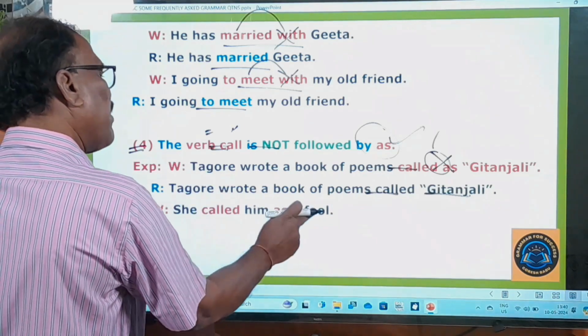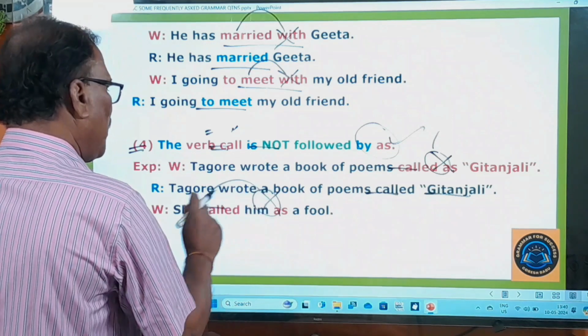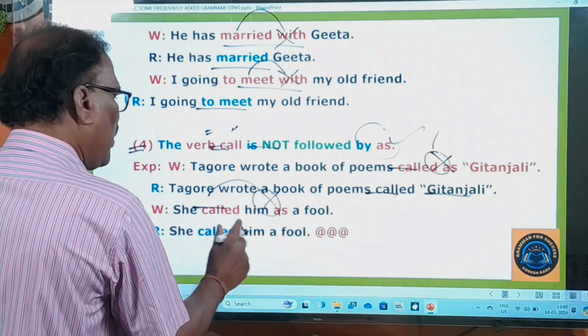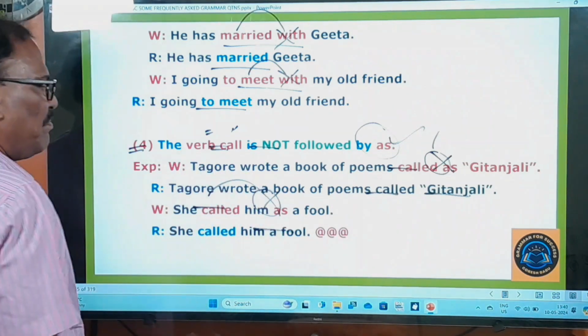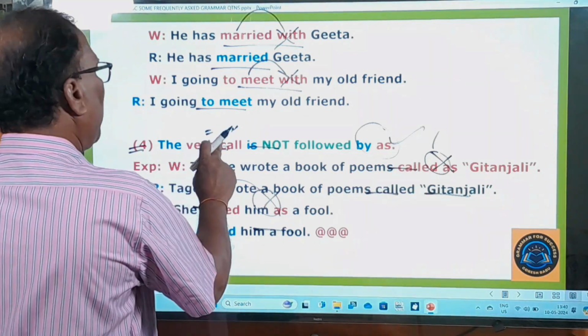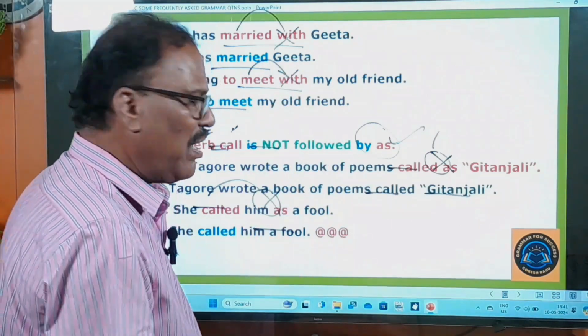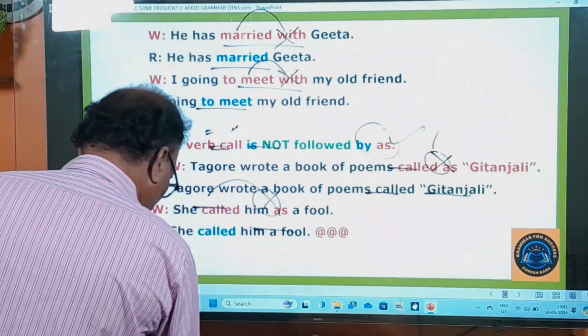She called him as a fool. Called is not followed by as. What should you say then? She called him a fool. That itself is enough. Don't say called as a fool. Right. So in this way, the verb call is not followed by the word as. Okay. And now let's move on to learn other things.